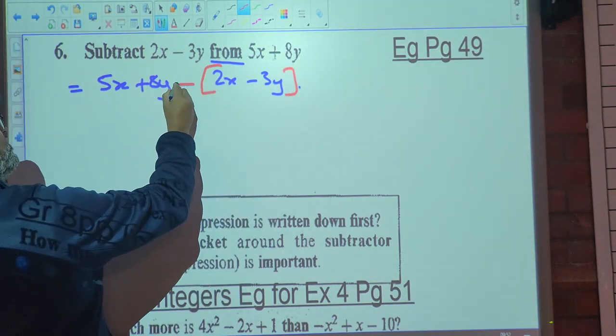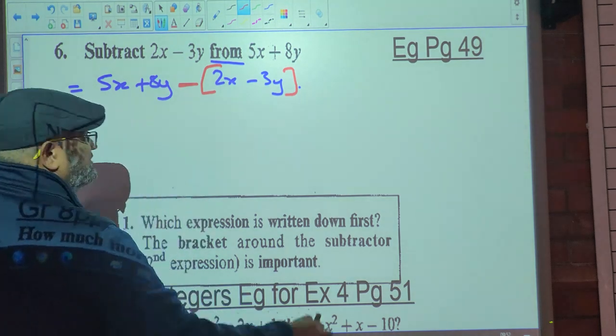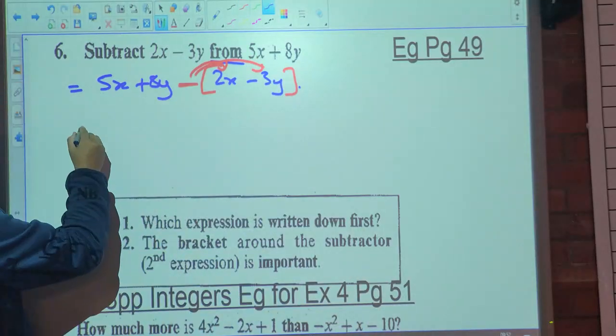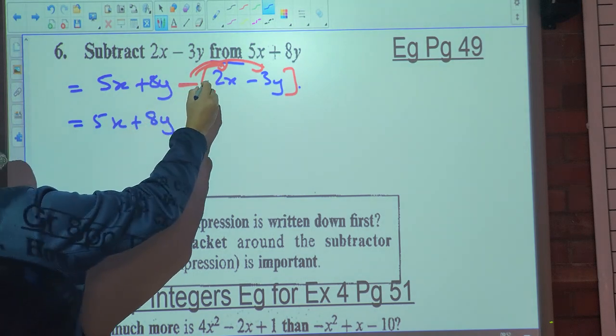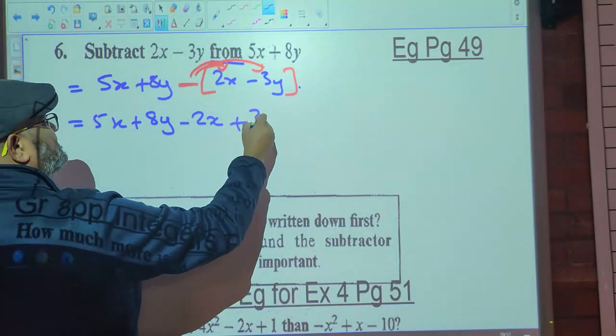Yes, we're subtracting. There's more than one term following the negative sign. Let's write the brackets. What do we do? We get rid of the brackets. We multiply it in. So I got 5x plus 8y. What's negative times positive? Negative 2x. Negative times negative, positive 3y.